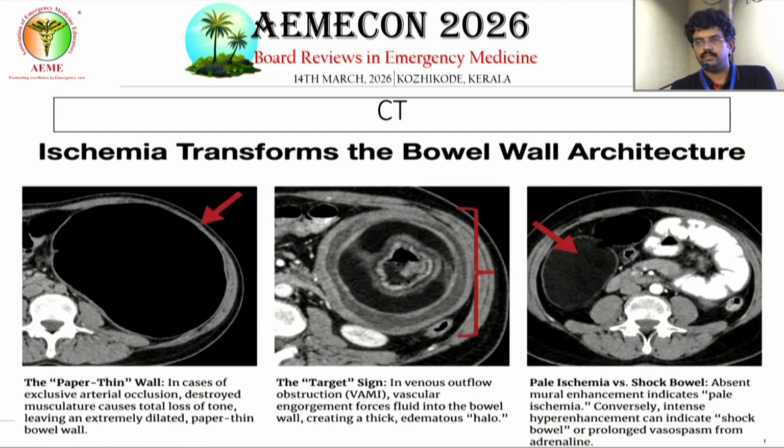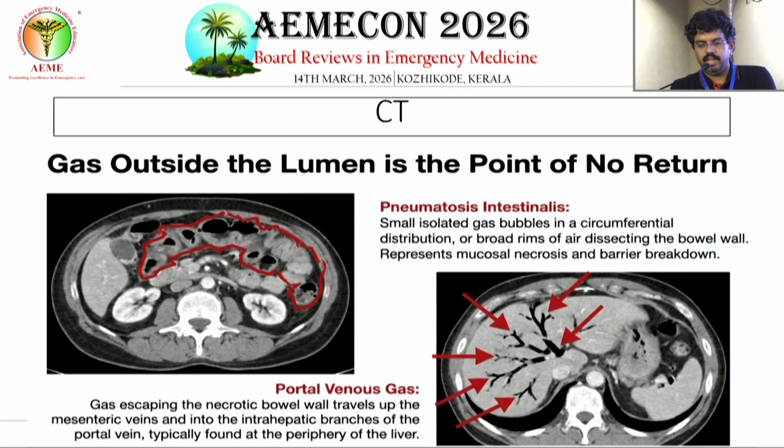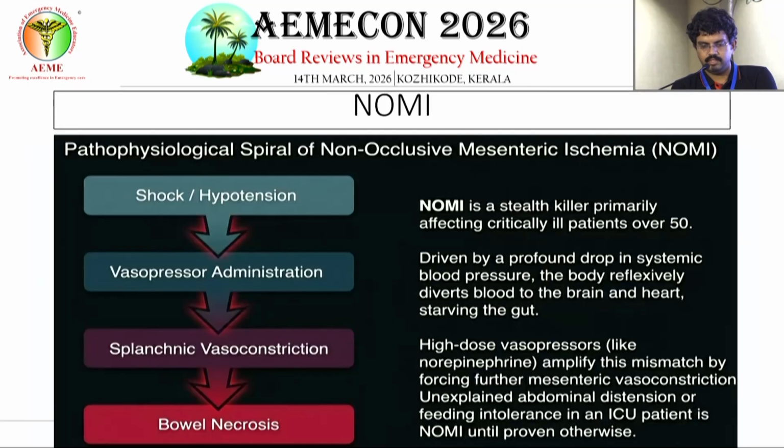And the last one is pale ischemia and shock bowel. Pale ischemia is due to arterial occlusive causes, and in shock bowel there will be hyperattenuated bowel, which is seen in NOMI, non-occlusive mesenteric ischemia. In late cases, there can be air outside the intestine, and sometimes isolated bowel can also be seen. Pneumatosis intestinalis and portal vein gas can be present.